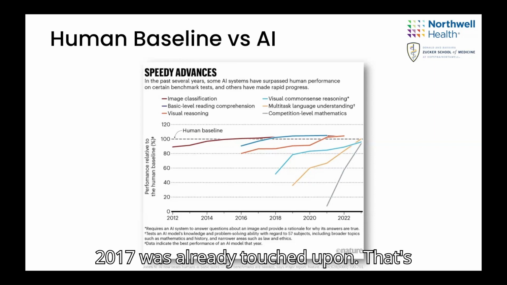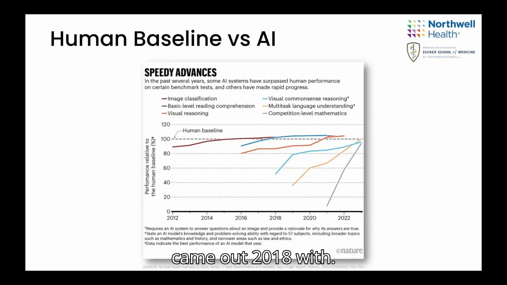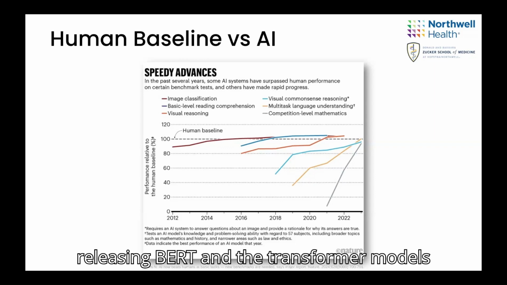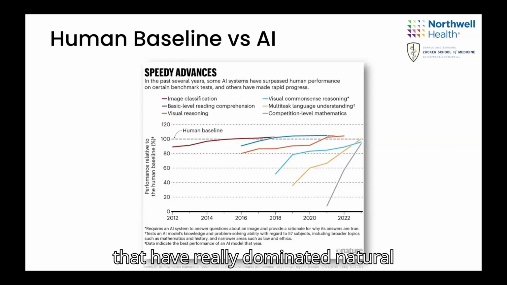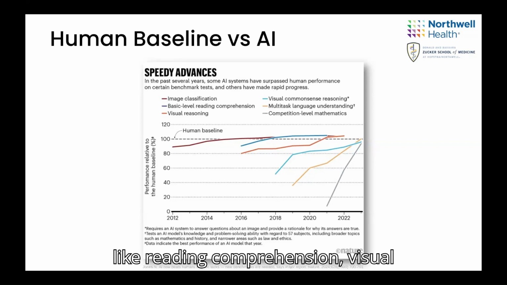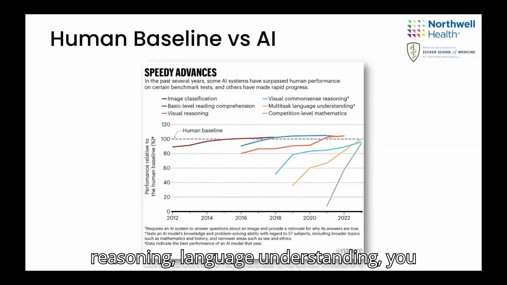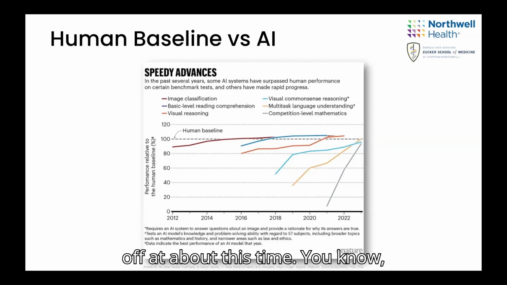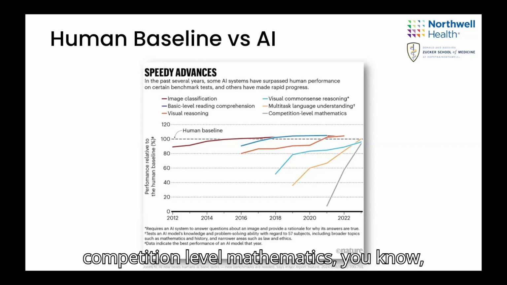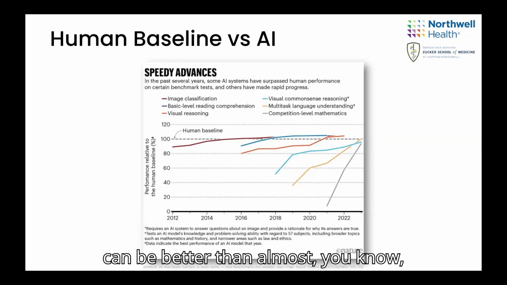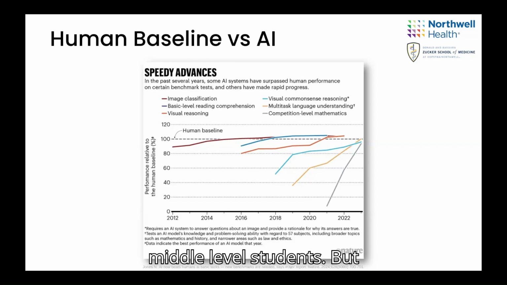2017 was already touched upon. That's when the Attention Is All You Need paper came out. 2018 with OpenAI releasing GPT-1, and then Google releasing BERT, and the transformer models that have really dominated natural language processing. And so these tasks like reading comprehension, visual reasoning, language understanding, you can see that they really took off at about this time. Competition-level mathematics, talking about nowadays these models can do better than almost middle-level students.